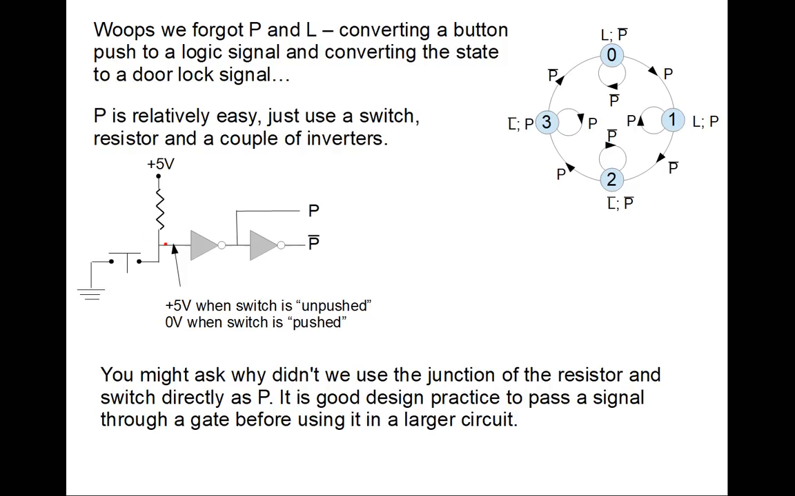Some of you may say, well, why can't we just take this junction, move it up here if I can, and call this P bar, so we could get rid of this inverter. Okay, the reason we don't do this is it's really nice to have any signal that's generated by a resistor and a switch pass through a logic gate before we use it. And so we would really like to use the 2 logic gates, the 2 inverters, so we make that signal compatible with the logic family we're dealing with.